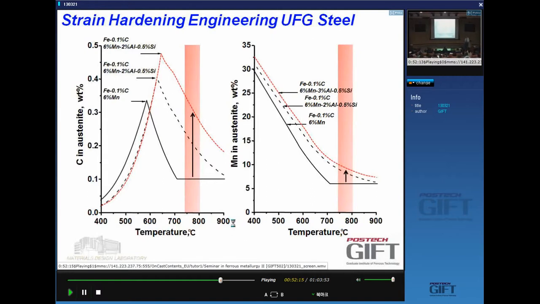So your furnace works at 800. Your new steel has to be annealed at that temperature, whether or not it's the optimal temperature. And the neat thing about these aluminum additions is you raise the carbon content at this annealing temperature, and you also raise slightly the manganese content. So you have a way, with the aluminum concentration, to change the composition of your retained austenite and thereby change its stability.